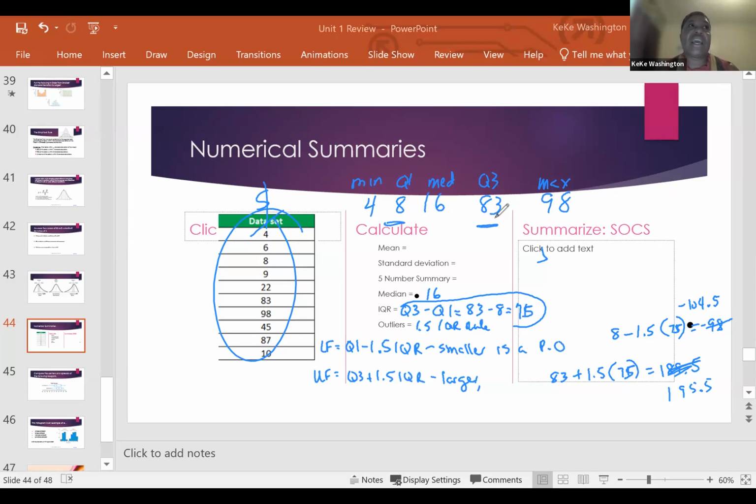You can also say it has a range. The middle 50% of people have a range of $75 in their pocket. So either between 8 and 83 or a range of 75. Okay.